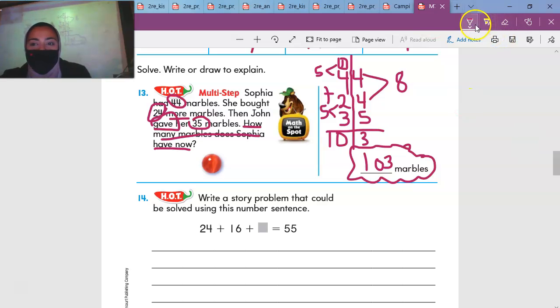Let's look at 14. Write a story problem that could be solved using this number sentence. That's easy. You're just going to write your own story problem. So, 24 plus 16 plus what is 55? So first we have to solve what this blank number is. How do we solve what this blank number is? What's the first thing we're going to do? Who can raise their hand and tell me? Dominic? What are we going to add first, Dominic? 24 and... Good. We're going to add 24 plus 16 first.